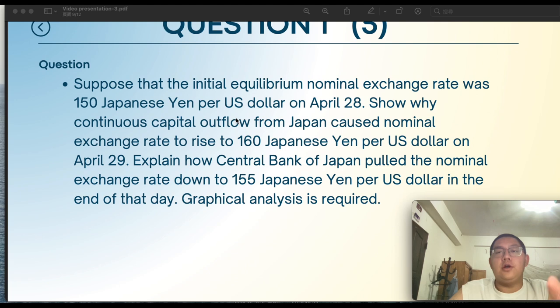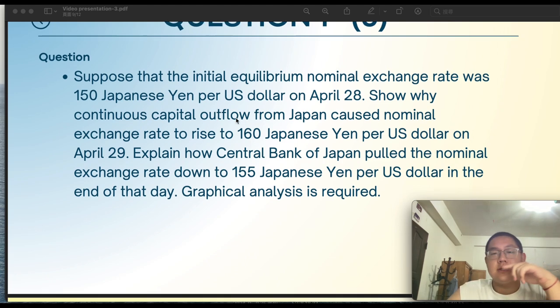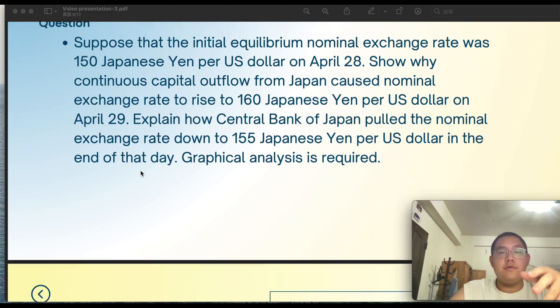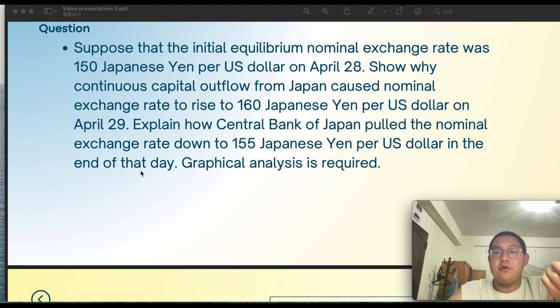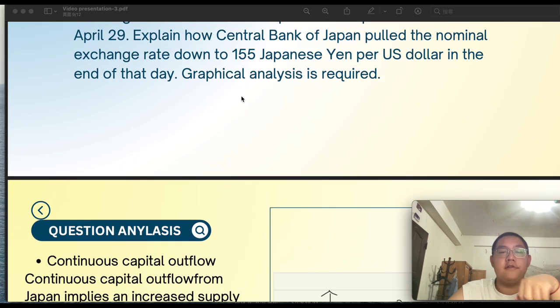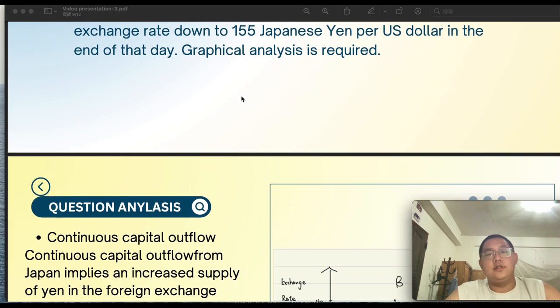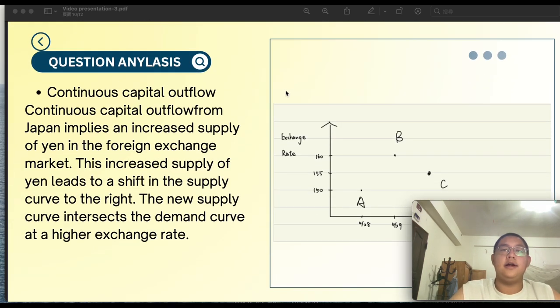Suppose that in initial equilibrium the nominal exchange rate was 150 Japanese yen per US dollar on April 28, and a continuous capital outflow from Japan caused the nominal exchange rate to rise to 160 Japanese yen per US dollar on April 29. Explain how the Central Bank of Japan pulled the nominal exchange rate down to 155 Japanese yen per US dollar at the end of that day. So we still need to draw a graphical analysis. So let's look at the analysis.